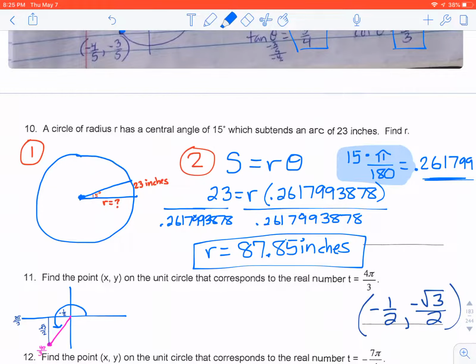If you look over here, I wrote the exact decimal that you can see on your calculator. All right, so once you convert your degree to radian, you're then going to substitute into your formula your 23 inches equals, we're looking for the radius. Okay, plug in your radian measurement and then just solve for radius. So divide by that. You end up that your radius is 87.85 inches.